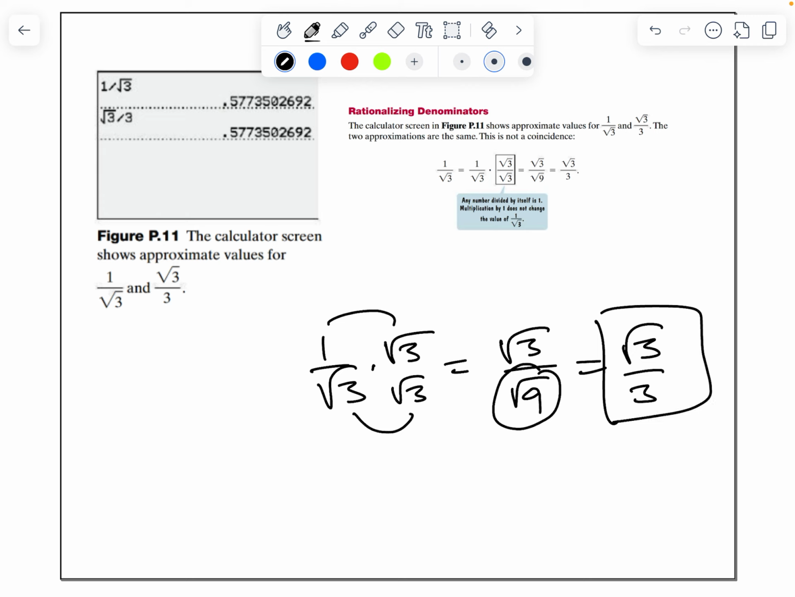Anytime you have a square root in the bottom, if it's just a single square root, you can multiply by that square root on the top and bottom to clear the square roots off the bottom. Again, this is just a thing in math. We don't like to leave square roots on the bottom.